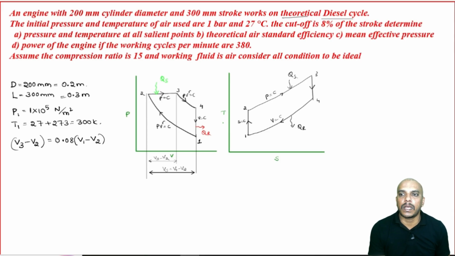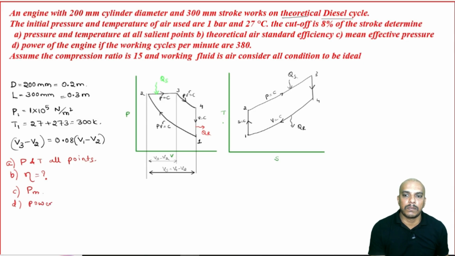Now, we have been asked to calculate: sub question A, pressure and temperature at all points. Sub question B, theoretical air standard efficiency. Sub question C, mean effective pressure. Sub question D, power of the engine.